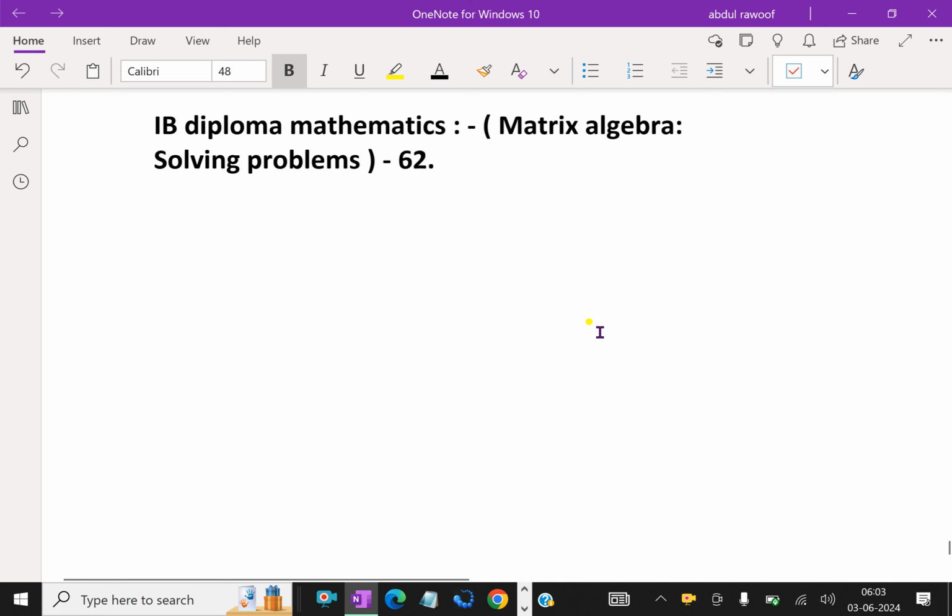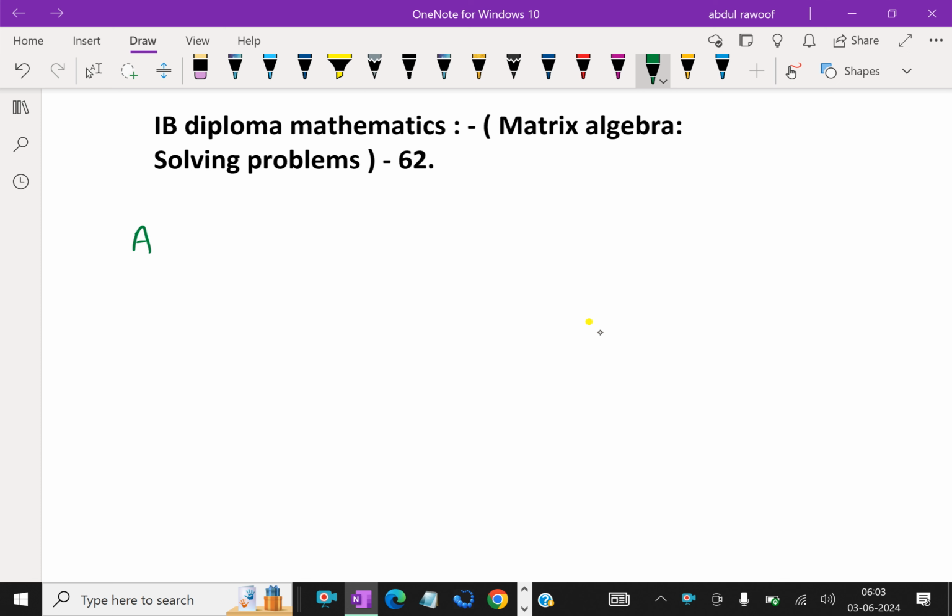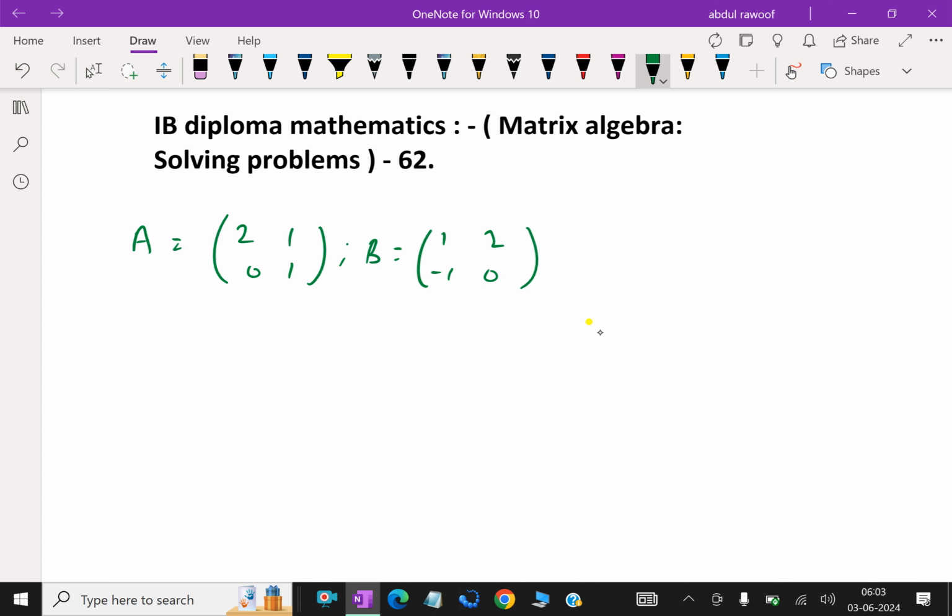Look at this example. Let matrix A be [2 1; 0 1]. Matrix B equals [1 2; -1 0]. And matrix C equals [0 3; 1 2].